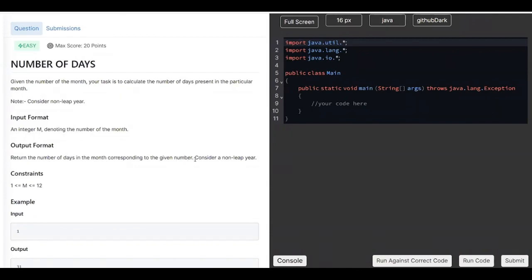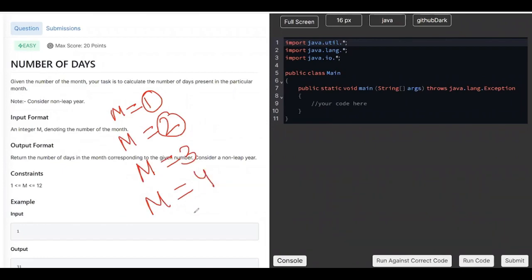Okay. So what does it mean, guys? If the month number is 1, let's say they give us the month number, right? So if the month number is 1, that means I am talking of month January. If the month number is 2, that means I am talking of February. If the month number is 3, I am talking of March. If the month number is 4, I am talking of April. And likewise, if the month number is 12, I am talking of December. So in the problem, we are getting the month number between 1 to 12, right? And we have to tell how many days are in that particular month.